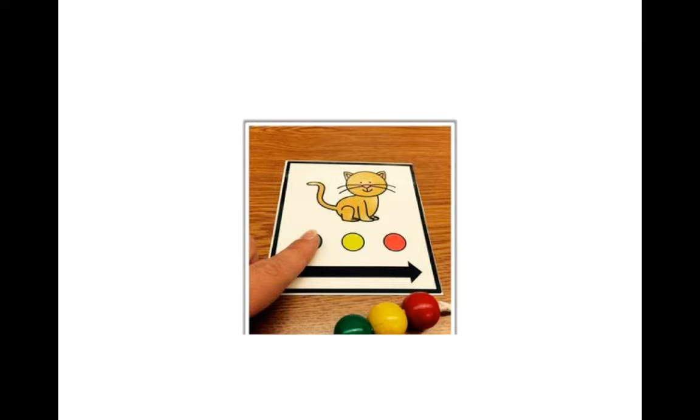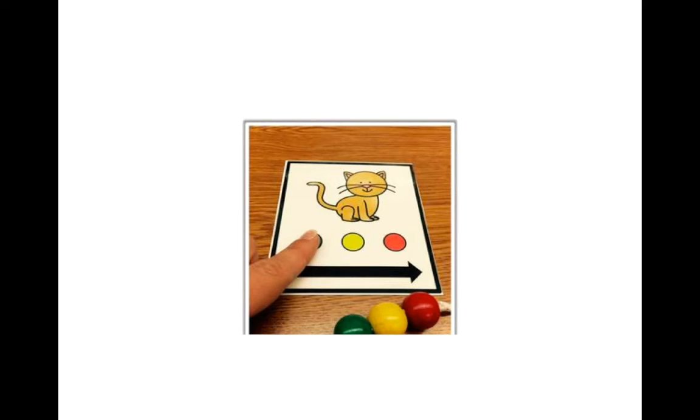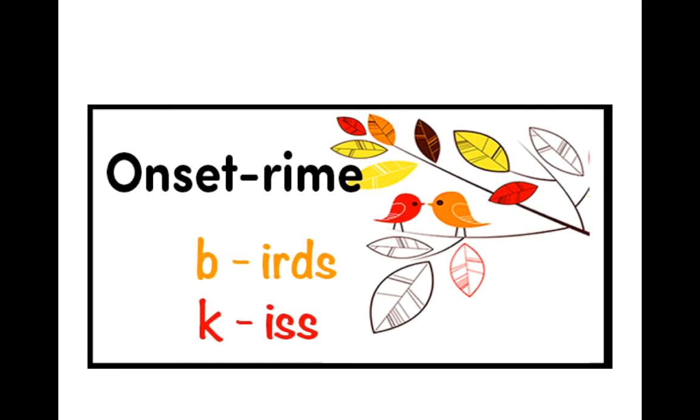Segmenting the first sound of a word. The most effective way to teach and practice segmenting is to have students listen to the whole word and then identify the first sound in the word. For example, what is the first sound in cat? From segmenting first sound, move on to blending onset rhymes.